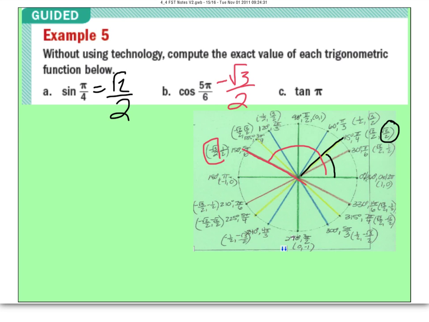The last one here is they want us to find the tangent of pi. So I'm going to move pi units, which lands me right here. Tangent is sine over cosine. So I need to take sine of 0 over cosine of negative 1. 0 over negative 1 is 0. The tangent, therefore, here is 0, or the slope created by that angle movement is 0.